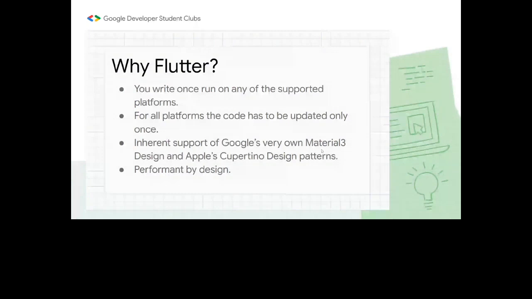For Google's very own apps, there is inherent support for the Material 3 design, which you are using on your Android phones right now, if you have Android 12 and above, like 12, 13, or 14 if you have the beta version of 14. And there is inherent support for Apple's Cupertino design patterns, which is Apple's very own design that they use on their phones.